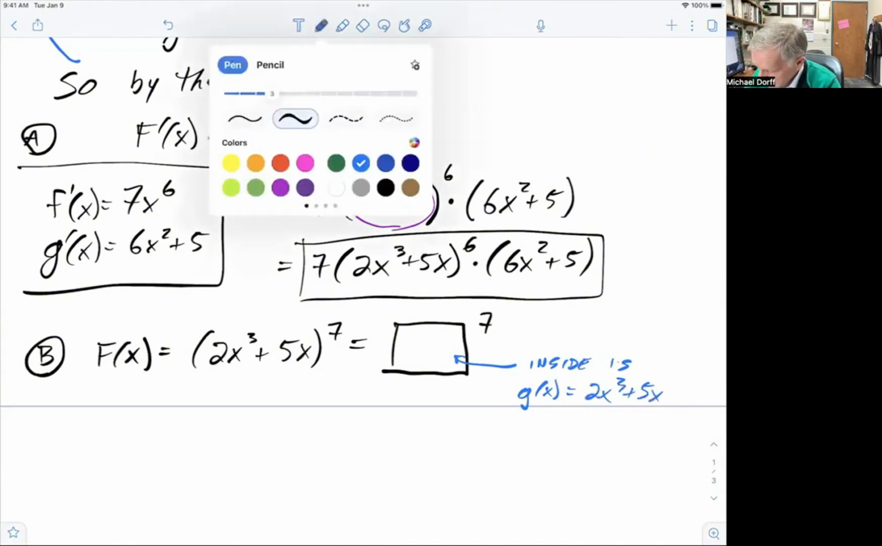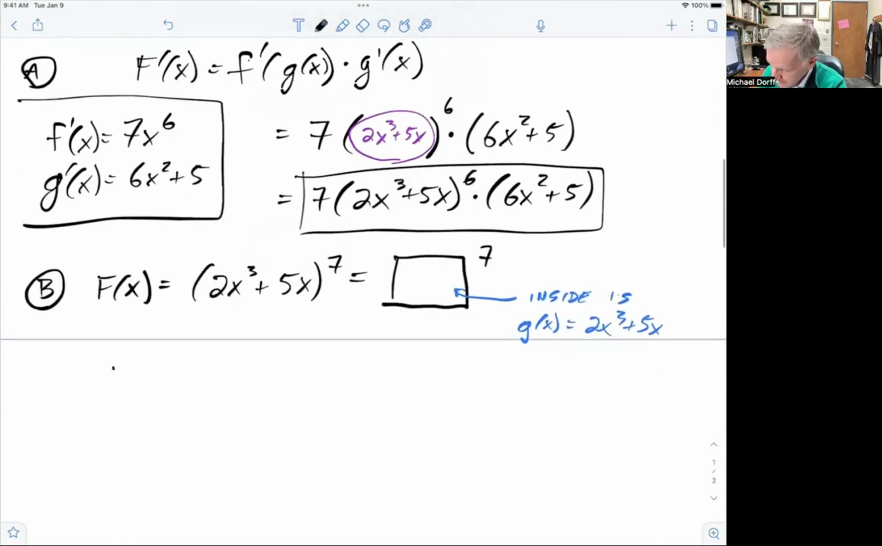All right. So then how do I use this to take the derivative? Well, the derivative is going to be then, I'm going to take the derivative of the box.